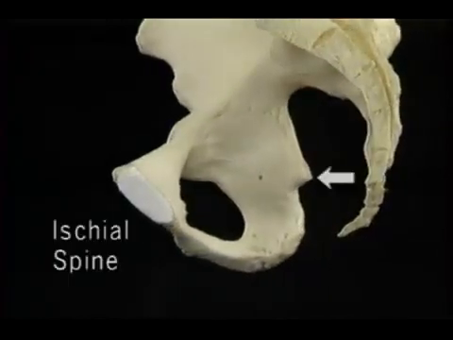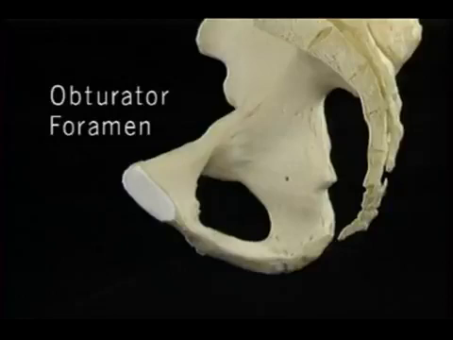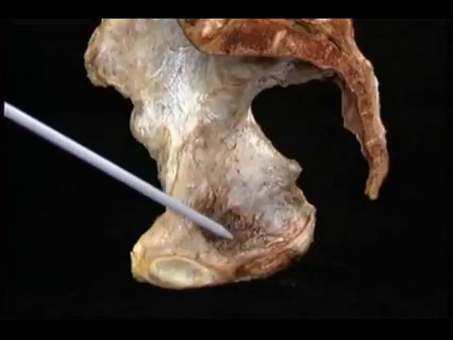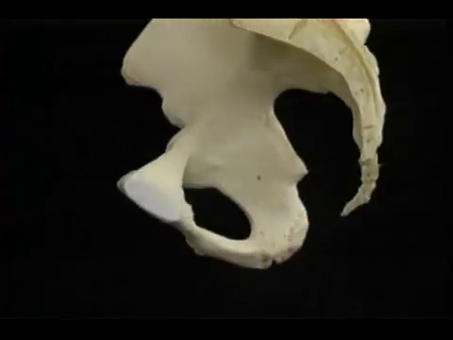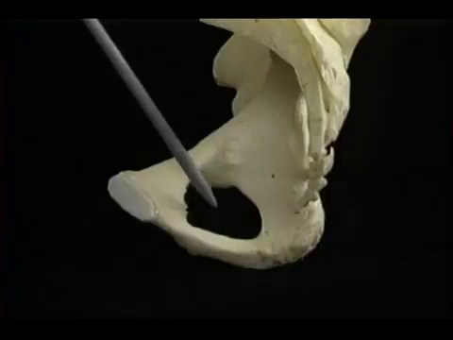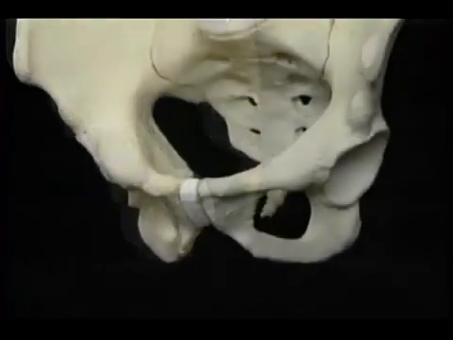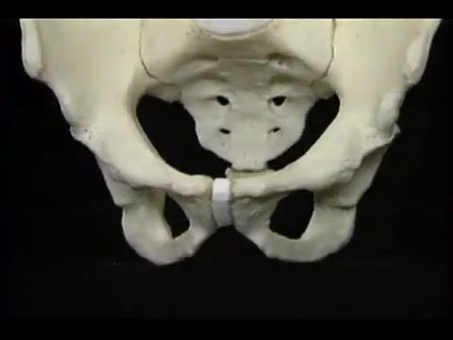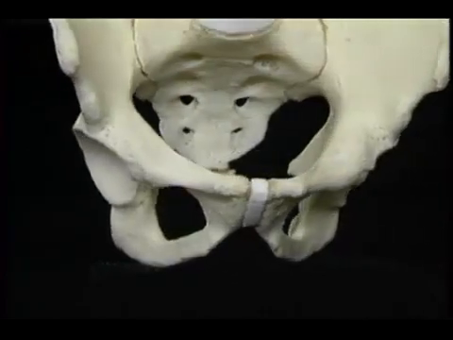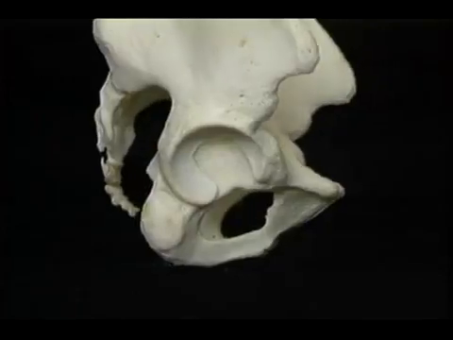This sharp prominence is the ischial spine. The large hole in the lower part of the hip bone is the obturator foramen. In the living body, it's largely closed off by the obturator membrane. This is the body of the pubis. The part of the hip bone below the obturator foramen is the ischiopubic ramus. The two ischiopubic rami, meeting in front at the pubic symphysis, form the pubic arch. When seen from the side, the ischiopubic rami slope backward and downwards toward the ischial tuberosities.